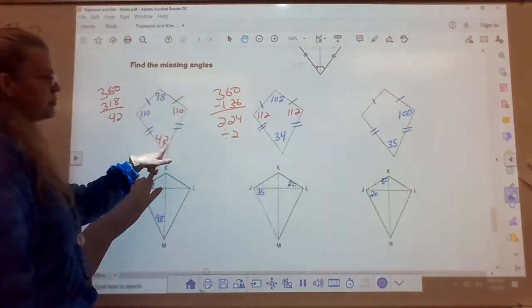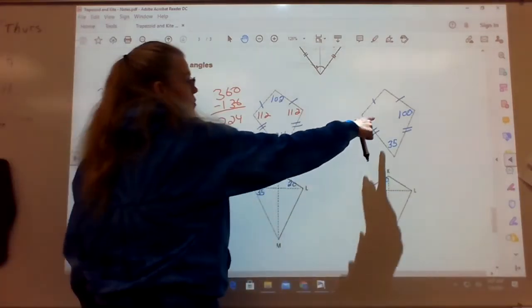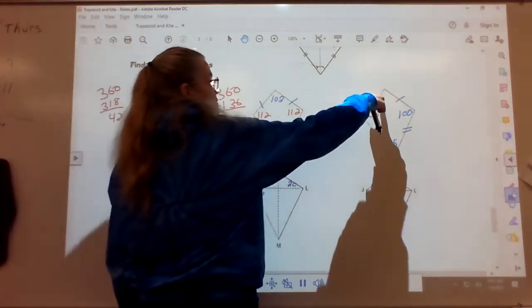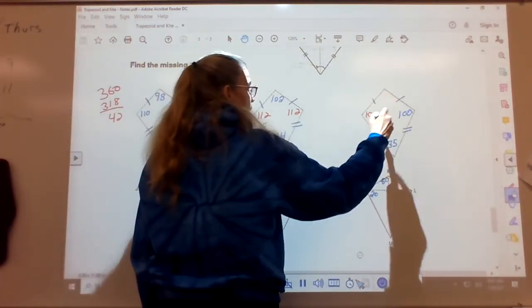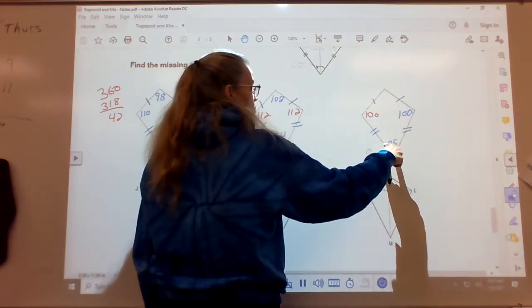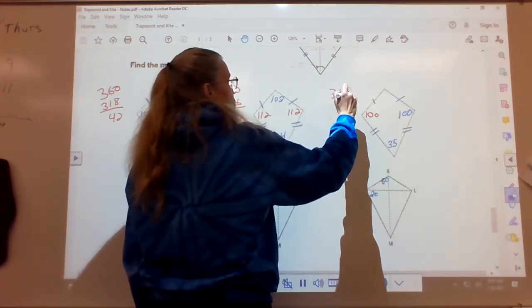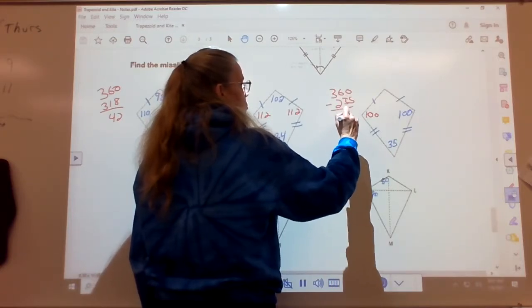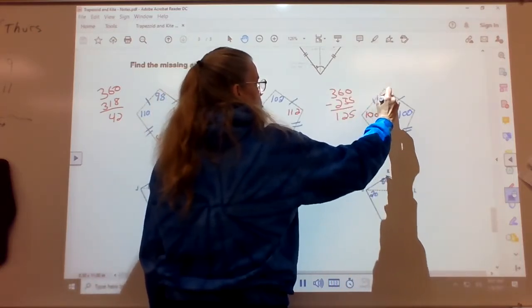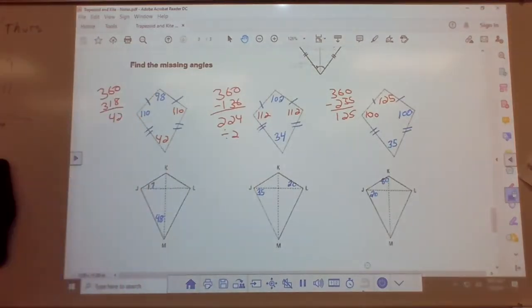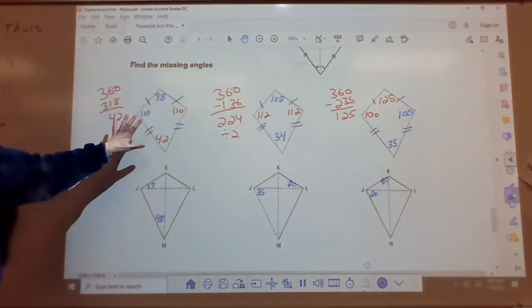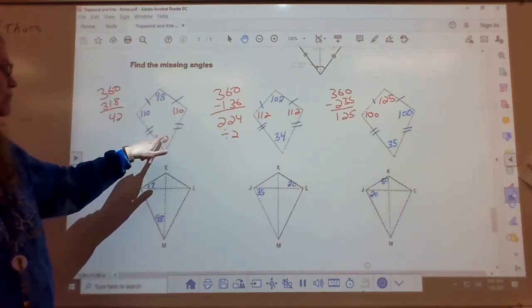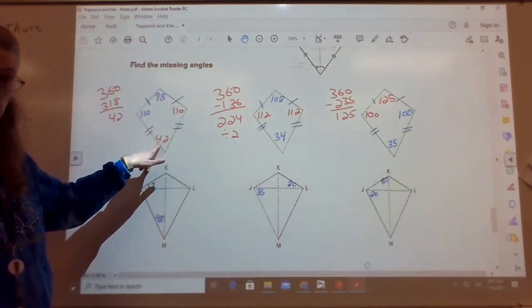This guy's pretty much the same as this guy. I gave you a side, so this side's the same. I'm trying to find the 4th one so I can add the 3 together. So 100, 200, 235. So 360 subtract 235 is going to give me 125 left. So I have 125 left there. So some of the problems on your homework, you're going to have a kite, you're going to have the main angles of the kite, and you're going to find the missing 2. You will find the missing 2.